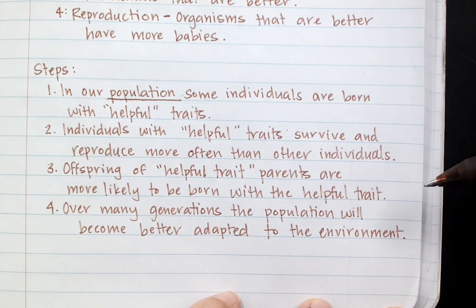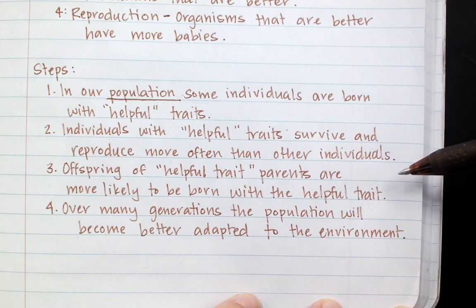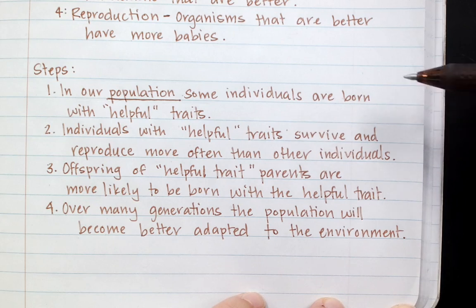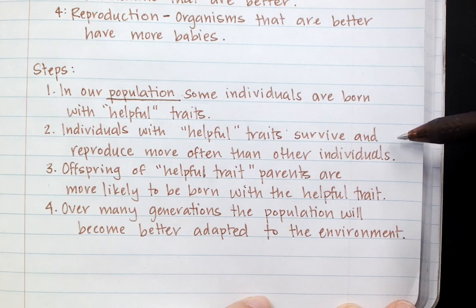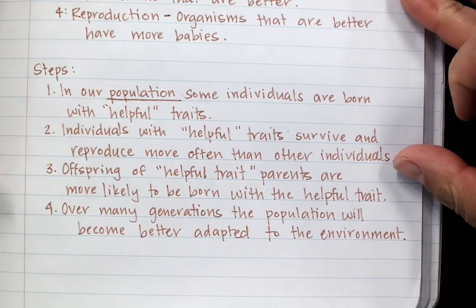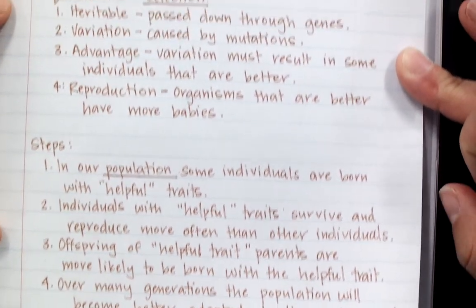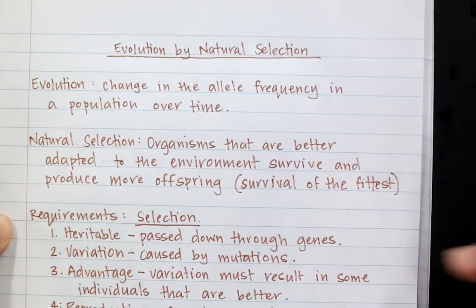So mutations are random, and evolution impacts existing traits. Just because I might want to have wings doesn't mean that I'm going to have a mutation that's going to allow my offspring to grow wings and therefore be able to fly and therefore be better adapted to their environment. Evolution only acts on existing traits. So there we go. We've got our requirements, we've got our steps, and our definitions, and we're done.